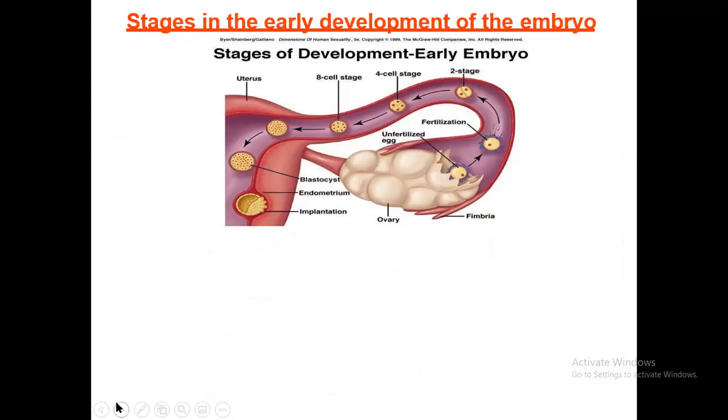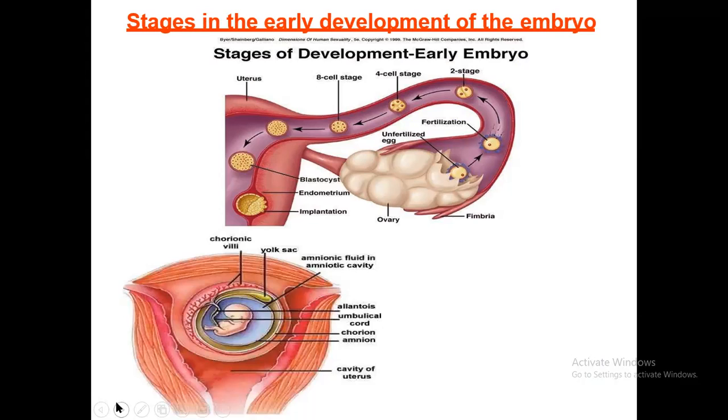This is the stage of the development of the embryo. See, the ovary will release an egg. If this egg is fertilized, then it becomes heavy, and after this, gradually it will come towards the uterus and it will stick with the wall of the uterus. Then it will convert into the placenta and the child will develop.